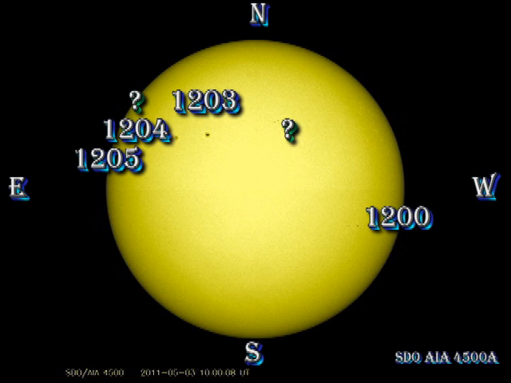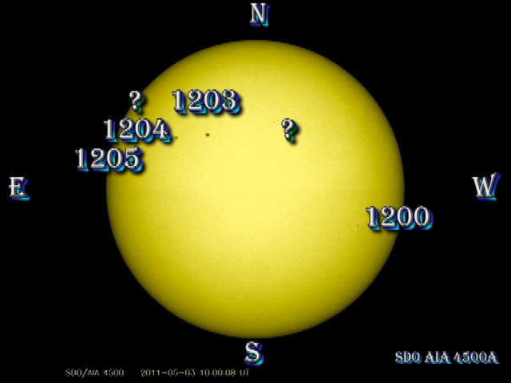So let's first take a look at the sunspots. In the southern hemisphere we have region 1200 over in the southwest quadrant, but that's about it for regions in the south. Region 1203 is now being trailed by two newly numbered regions, 1204 and 1205.